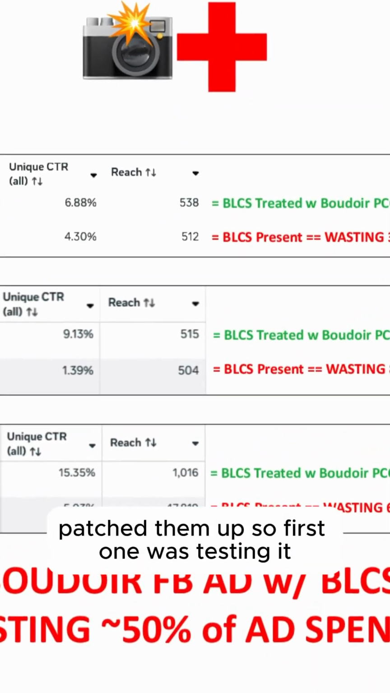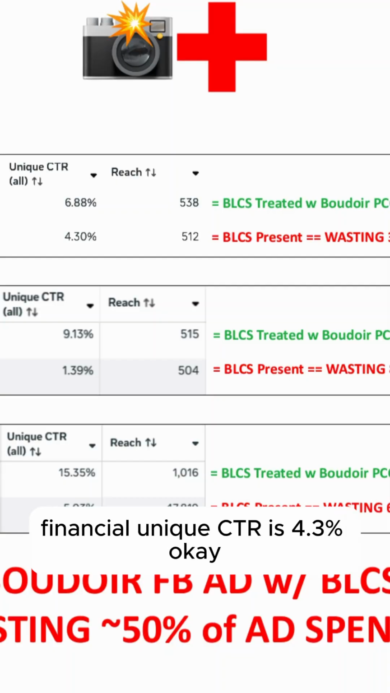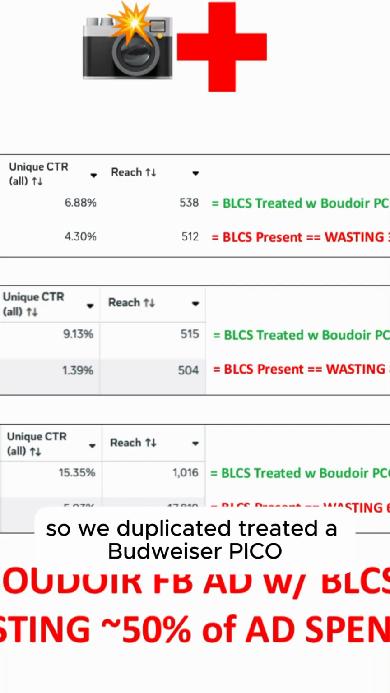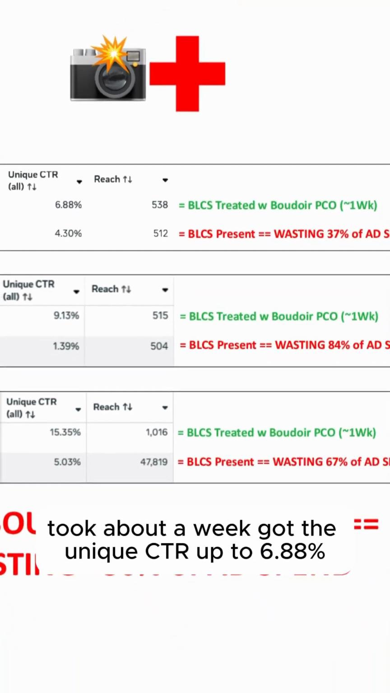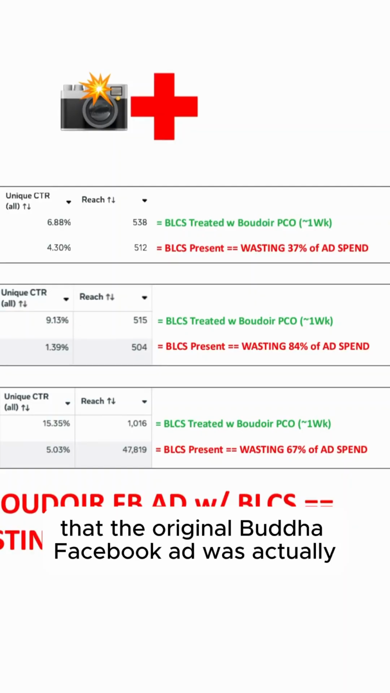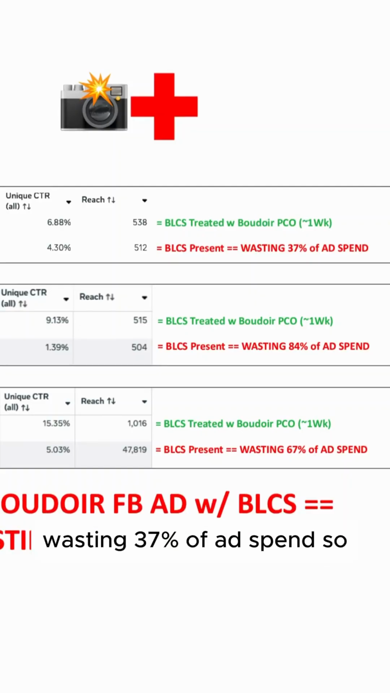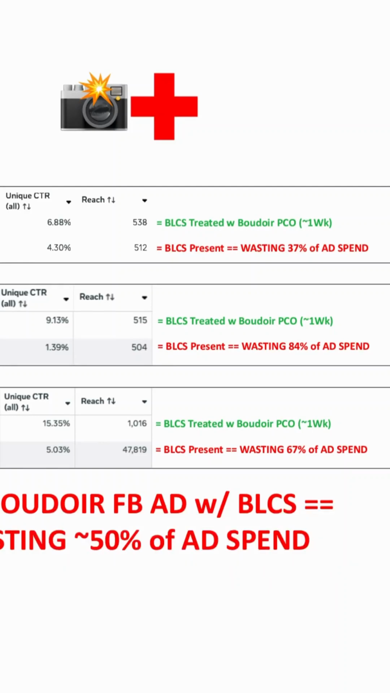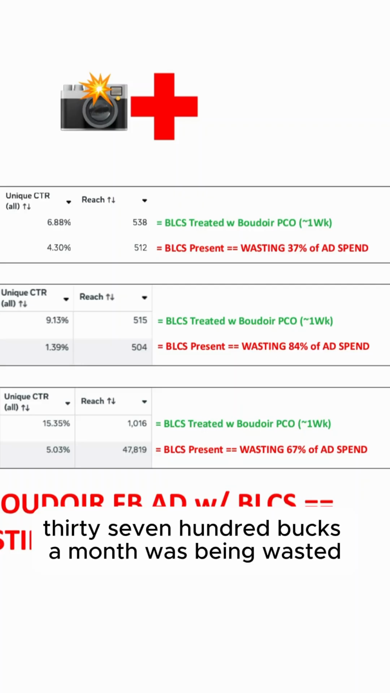So the first one was testing it, found out unique CTR was 4.3%. Okay, when unique CTR is under 6%, we know that BLCS is present. So we duplicated, treated with Boudoir Pico, took about a week, got the unique CTR up to 6.88%. So we found out that the original Boudoir Facebook ad was actually wasting 37% of ad spend. So if they're spending 10 grand a month on Boudoir Facebook ads, 3,700 bucks a month was being wasted.